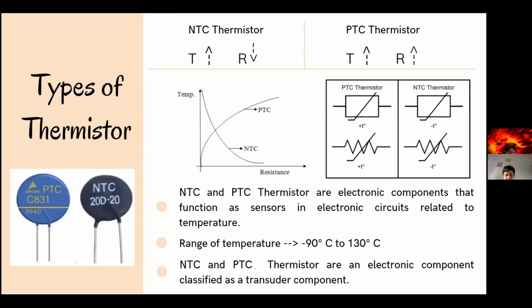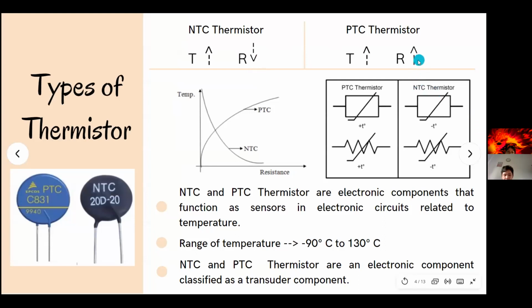Next one is types of thermistor. There are two types of thermistor. The first one is NTC or negative temperature coefficient, and the second one is PTC or positive temperature coefficient thermistors. The first one is NTC thermistor. NTC thermistor is inversely proportional in temperature and resistance. So if the thermistor resistance value drops, then the temperature around the thermistor is high. And when the temperature decreases, the electrical resistance value will increase.